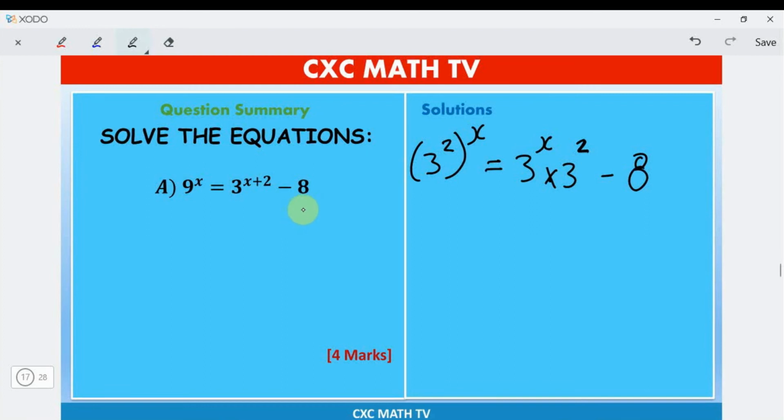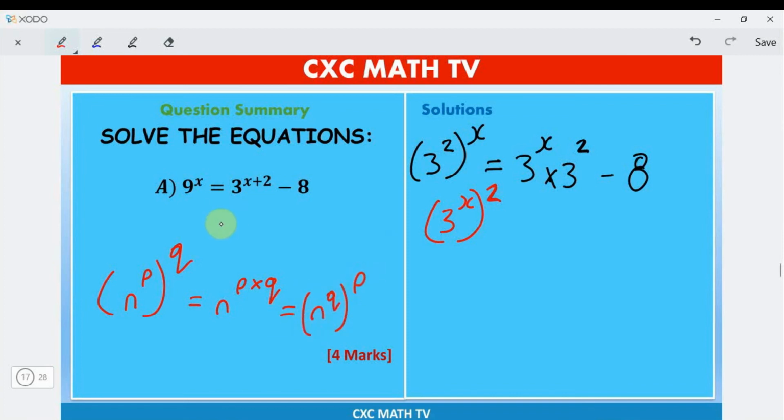Now, anytime you see me put a dot, it represents multiplying. So now 3 squared to the x, right? Can't we rewrite that as 3 to the x being squared? Of course we can. Imagine n to the p raised to the q. That's just n to the p times q, which we can say is n to the q raised to the p. We can flip it around, right? Because multiplication is commutative. So we just rewrote 3 squared to the x as 3 to the x squared. That's equal to 3 times 3 to the x minus 8.